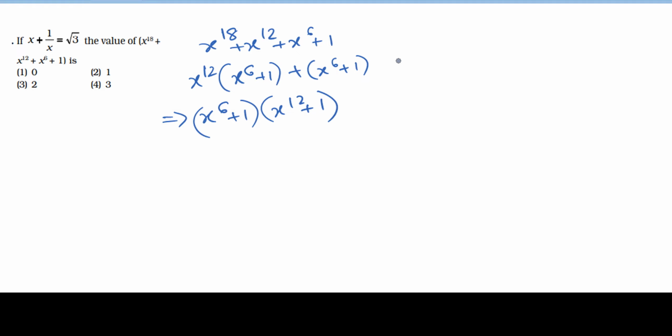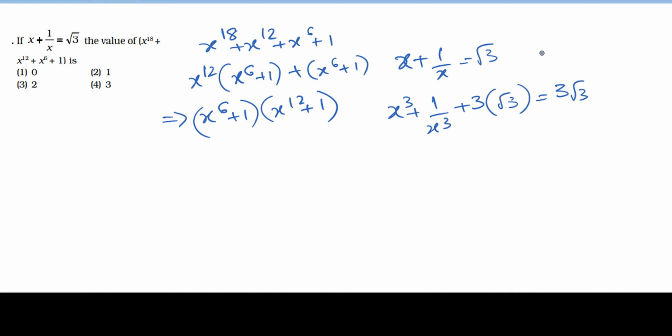Okay, now from the given expression x plus 1 by x equal to root 3, I guess we need to find a cube value and square value. First let's cube it on both sides. (x plus 1 by x) whole cube plus 3 into 3ab into (a plus b), that is root 3, equal to 3 root 3. Cubed root, so this gets cancelled.